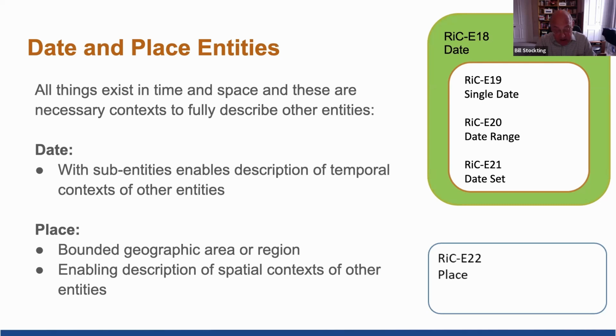While place, defined as a bounded geographical area or region, enables description of the spatial context of entities: places that are the subject of records and where they are held, or where a person was born, lived, worked and died, or the jurisdiction to which a mandate applies, thereby constraining the activity it authorises.